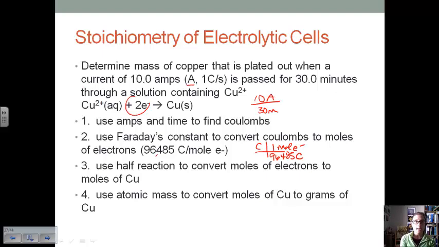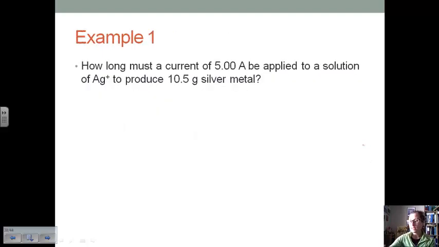Then we could use our half reaction and the number of electrons that were transferred to go from moles of electrons to moles of Cu. So we know for every 2 moles of electrons, there's 1 mole of copper. And then we could use the atomic mass of copper. So for every 1 mole of copper, there's, I don't even know, 60-something, we'll just put 60 grams of copper, and we can convert that from moles to grams. And so that's how we can use an electrolytic cell with stoichiometry. We're going to do an example, but this example is going to be the reverse of what we just talked about.